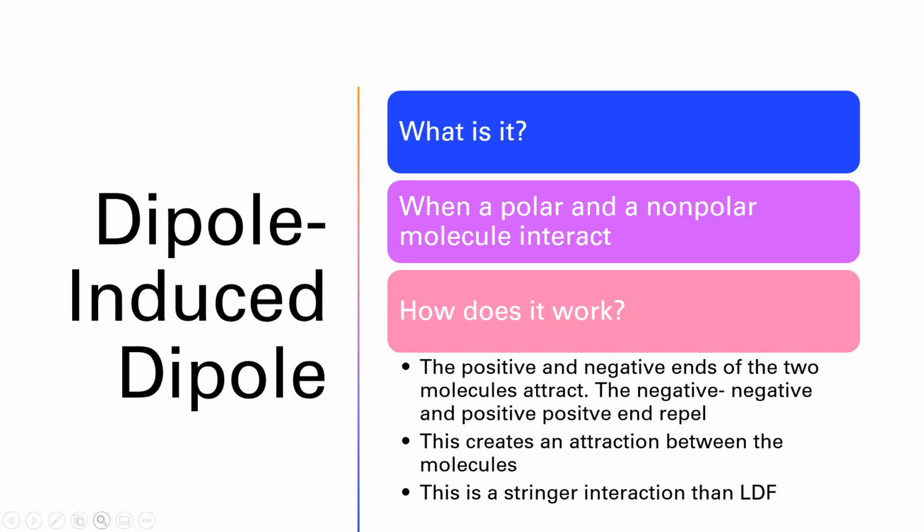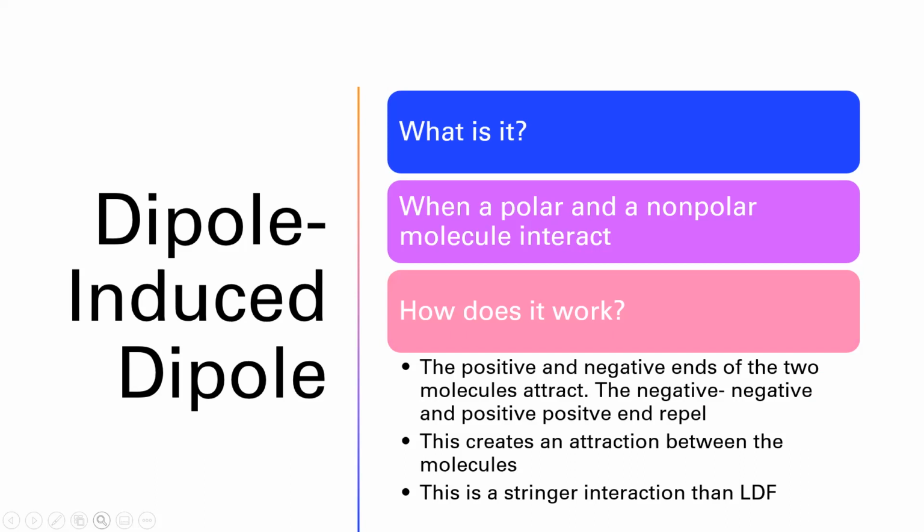It's supposed to say stronger interaction than London dispersion forces. And so what is it? It's when a polar and a nonpolar molecule interact. How does that work? The positives and negatives of two molecules interact. The negative and positive attract, and this creates the attraction between molecules. Polar molecules have a more positive and a more negative end, so the oppositely charged ends attract each other.